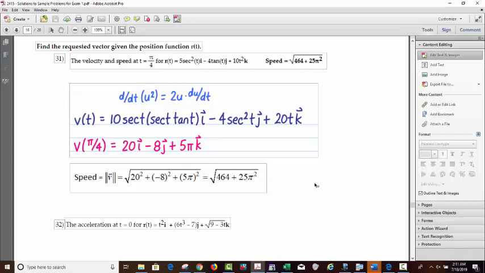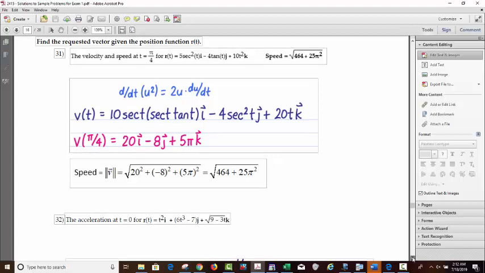Now, speed is not a vector. Speed is a scalar quantity, but it's the magnitude of the vector. So we take the magnitude of this answer right here. So it would be 20 squared plus negative 8 squared plus 5 pi squared. And that's just going to equal the square root of 464 plus 25 pi squared. And obviously you could get a decimal if that's what the answer wants, but most likely it will just look like that. That takes care of that one.